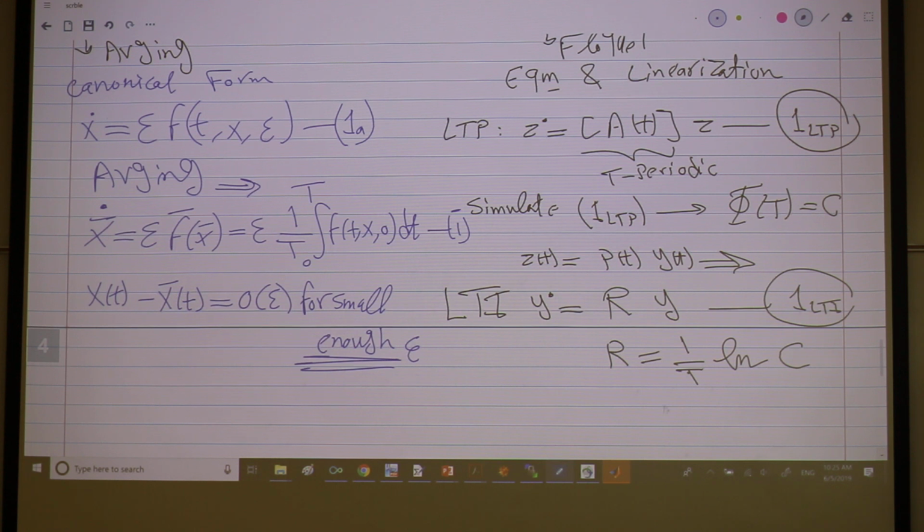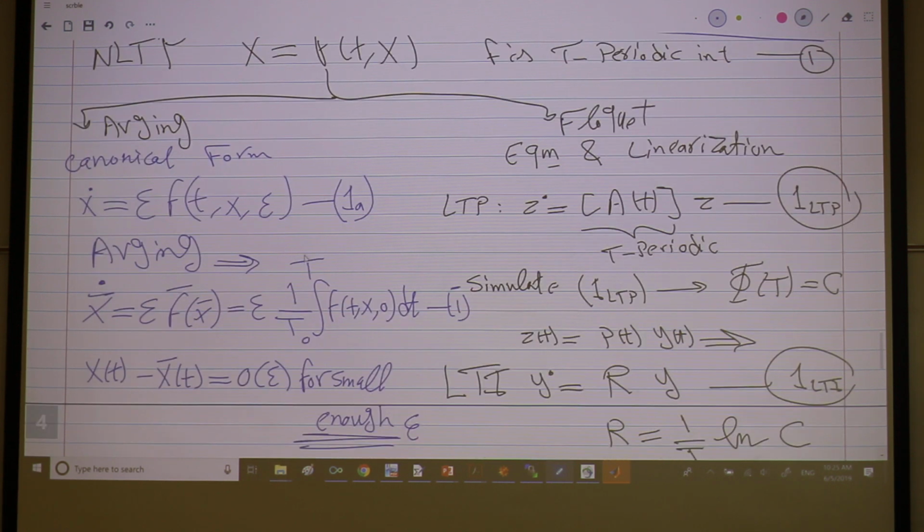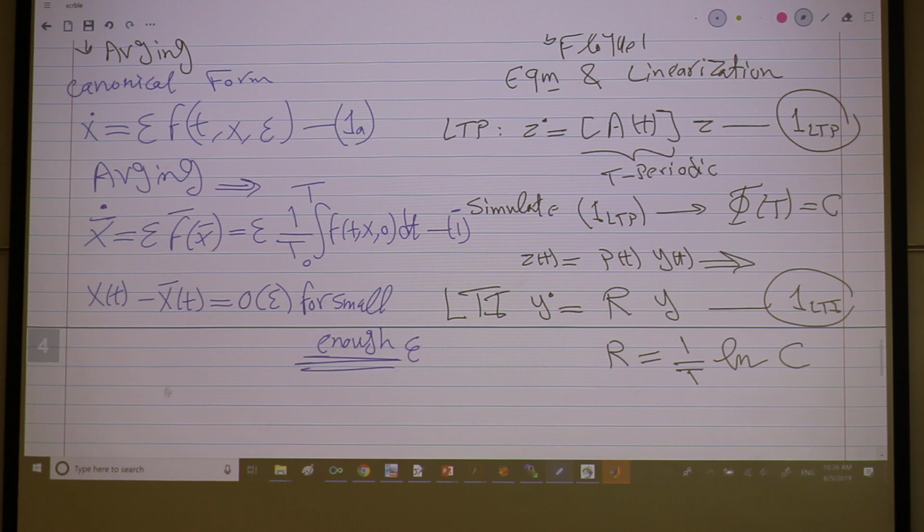So let's see. Please look at this here. The main concept behind averaging is what? To replace your time-varying differential equation by a time-invariant differential equation, whose stability characteristics help you to infer stability characteristics of the time-varying one, right? So averaging helps you do that, but unfortunately it's approximate, because the relation between the time-varying dynamics and the time-average dynamics is approximate for small enough epsilon.